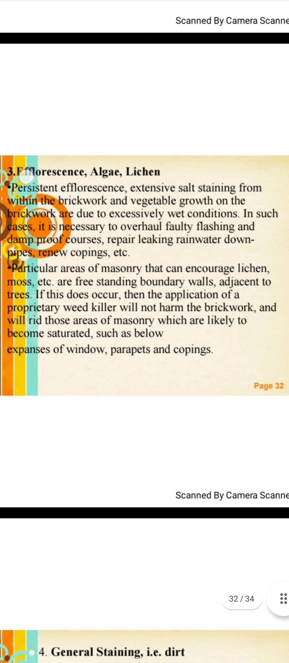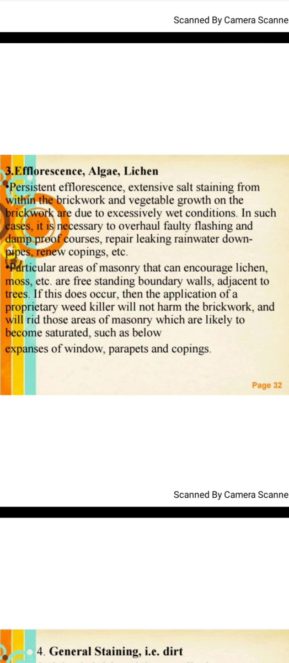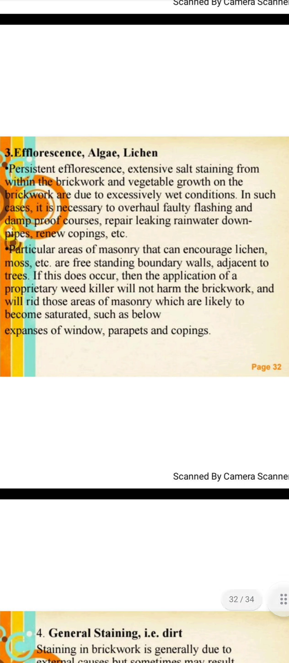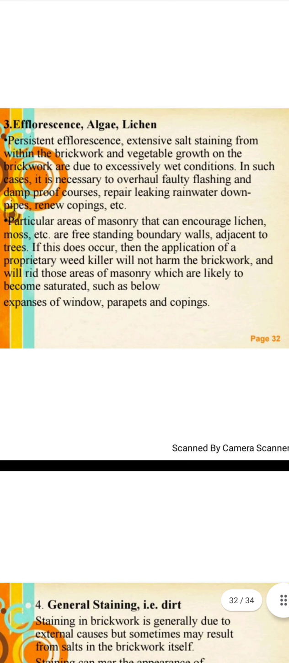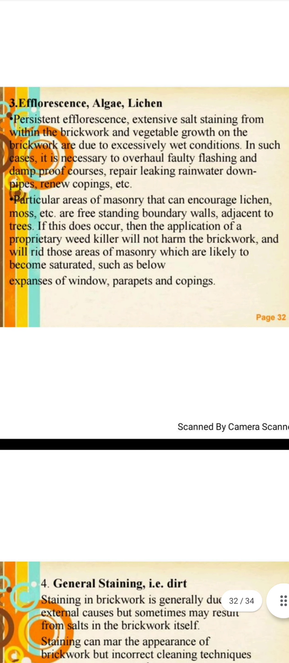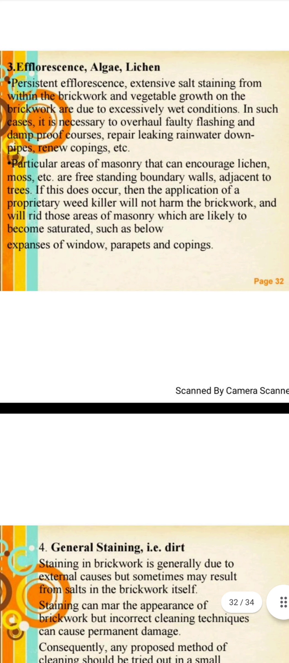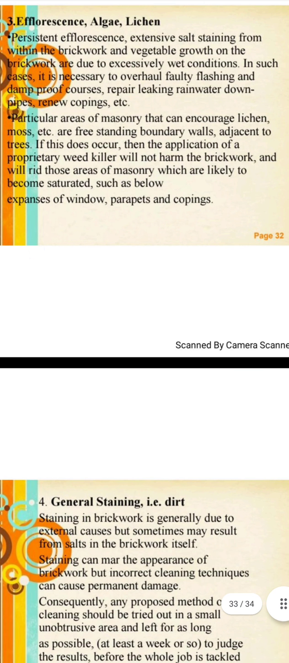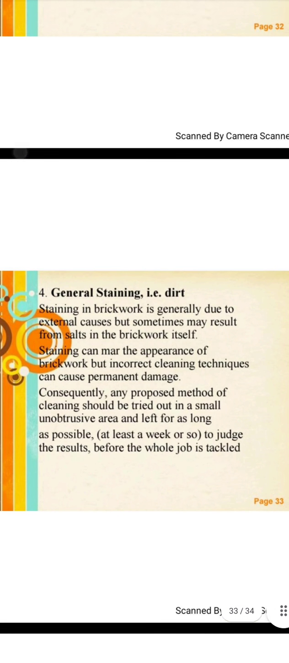or freestanding boundary walls adjacent to trees. If this does occur, then the application of a proprietary weed killer will not harm the brickwork and will rid those areas of brickwork which are likely to become saturated, such as below expanses of window parapets and coping.